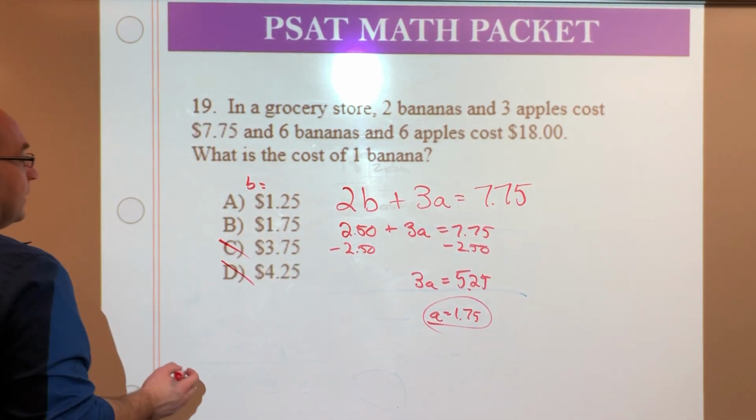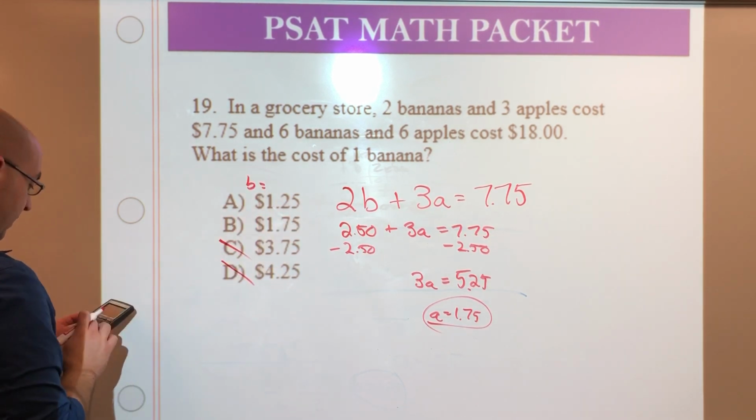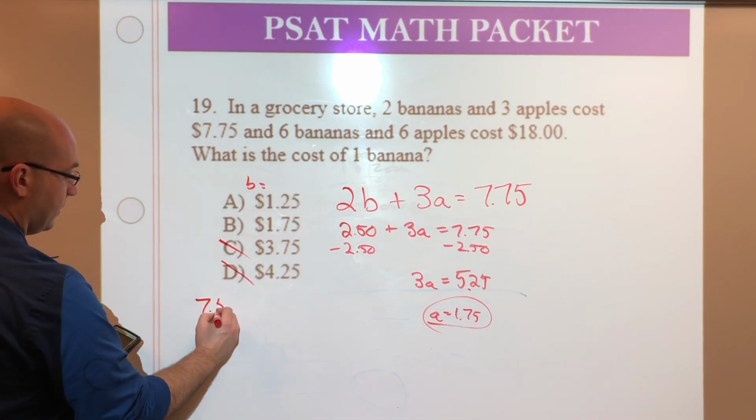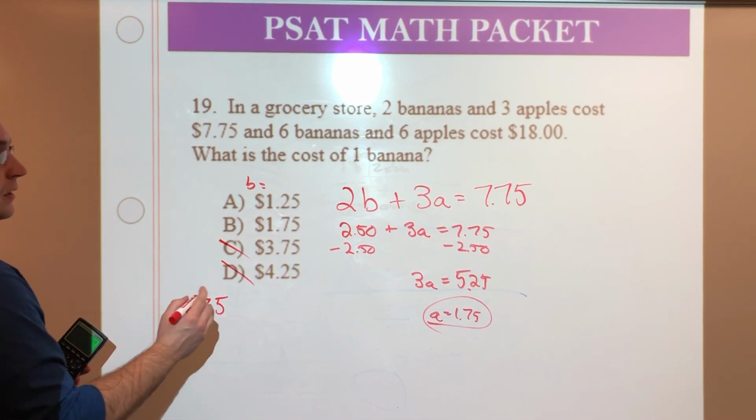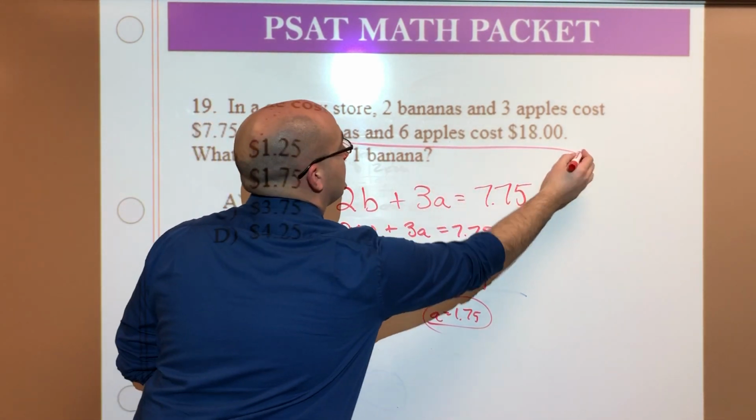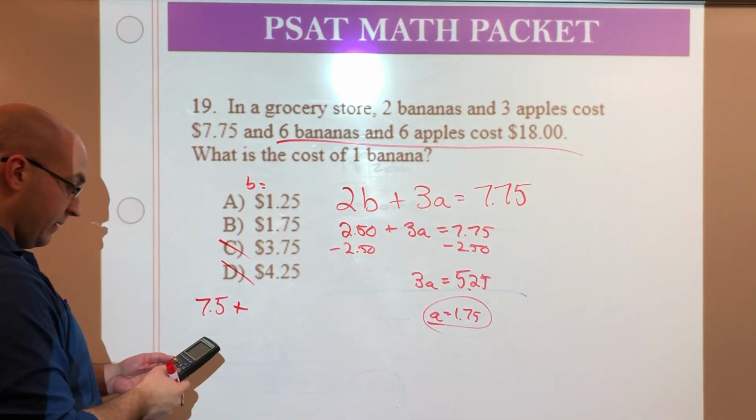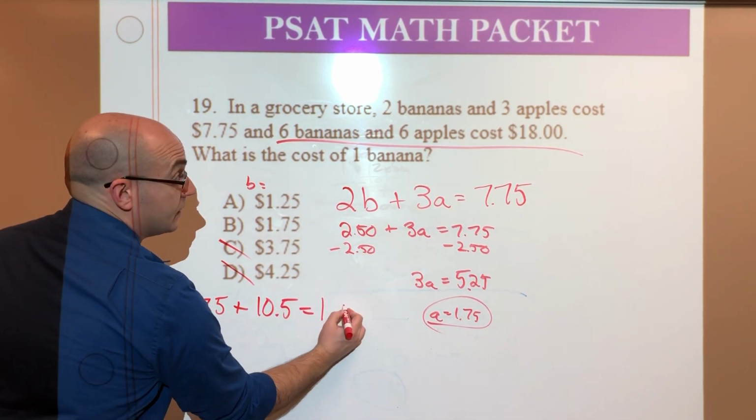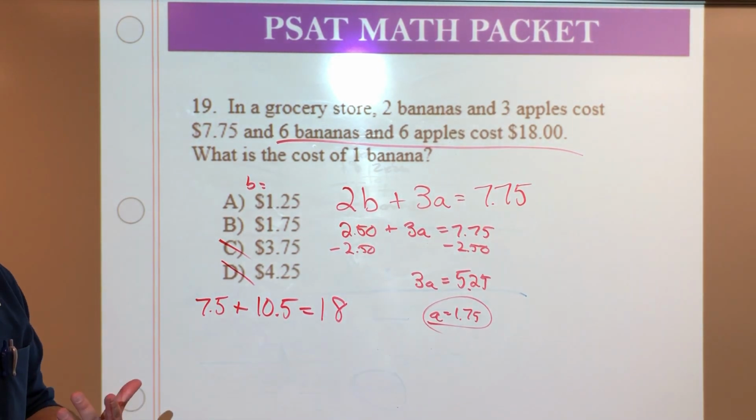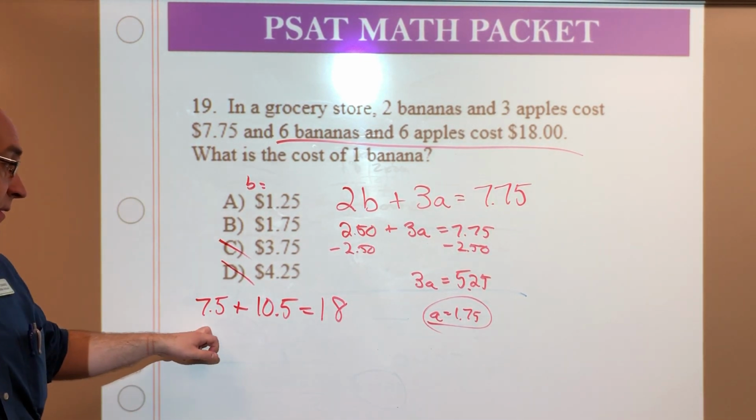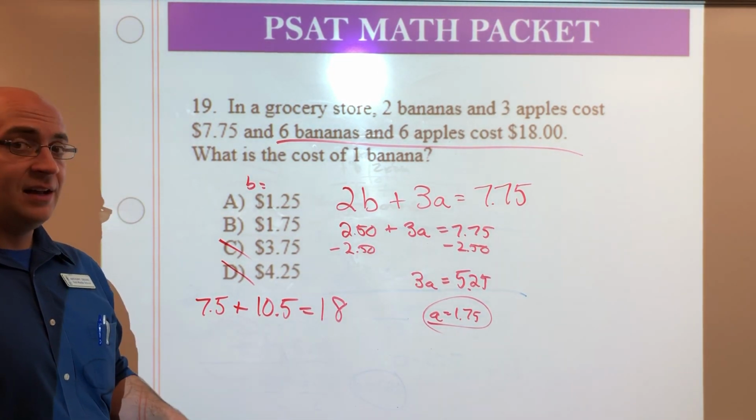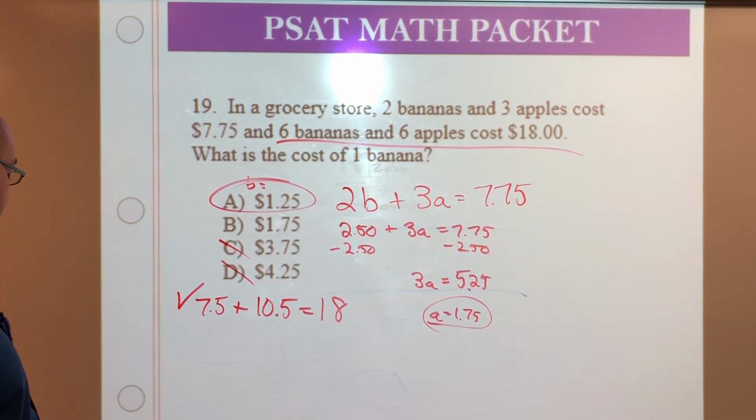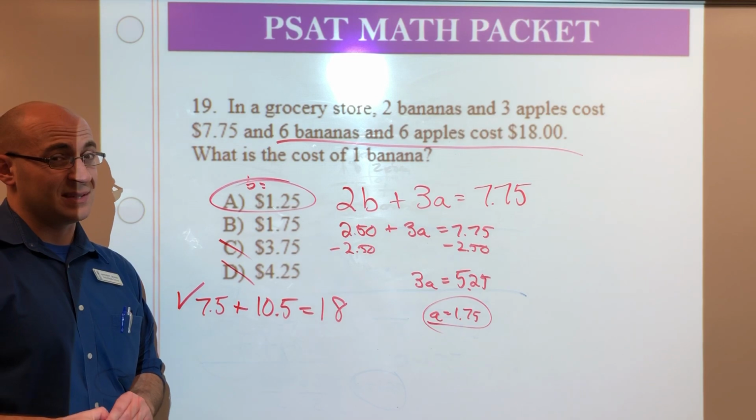So 6B, and B is $1.25, is $7.50. Plus, and again, I'm using this equation, 6A. Well, we know that A is $1.75. So 1.75 times 6 is $10.50. And the total of both those things is 18. So this is a true statement because 7.5 plus 10.5 is 18. So I know that A has to be my answer. You are kind of going about doing a system of equations without actually doing a system of equations.